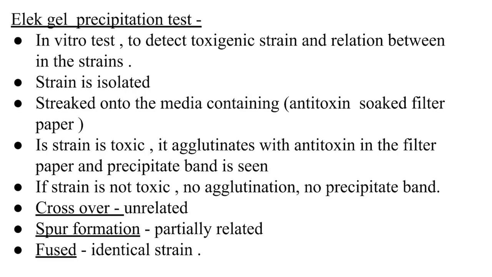Elek's gel precipitation test. It is an in vitro test to detect toxigenic strains and the relationship between them. So once we extract the strain, we streak it onto the media containing antitoxin. Based on the agglutination, we can see the relations. If the strain is toxigenic, it reacts with the antitoxin in the filter paper and a precipitation band is seen. If the strain is non-toxigenic, no reaction occurs and no precipitation band is seen.